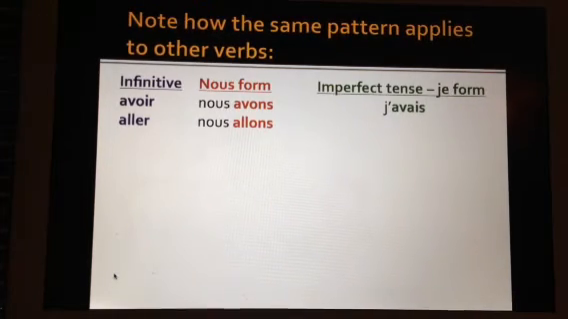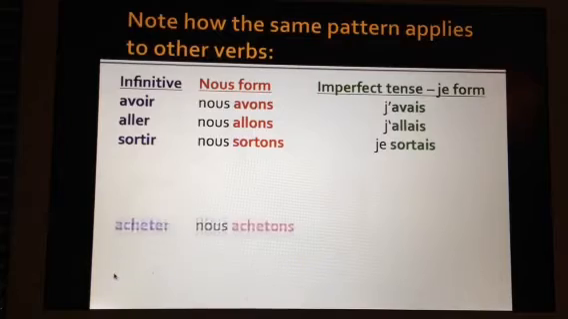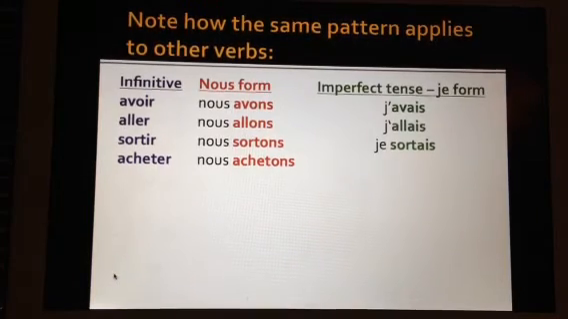Aller, our new form is allons, so our stem would be A-L-L, and the imperfect for je would be j'allais, I was going or I used to go. Sortir is nous sortons, drop the ONS. Je sortais, I used to go out or I was going out. For acheter is nous achetons, take off the ONS. J'achetais, I was buying, I used to buy.